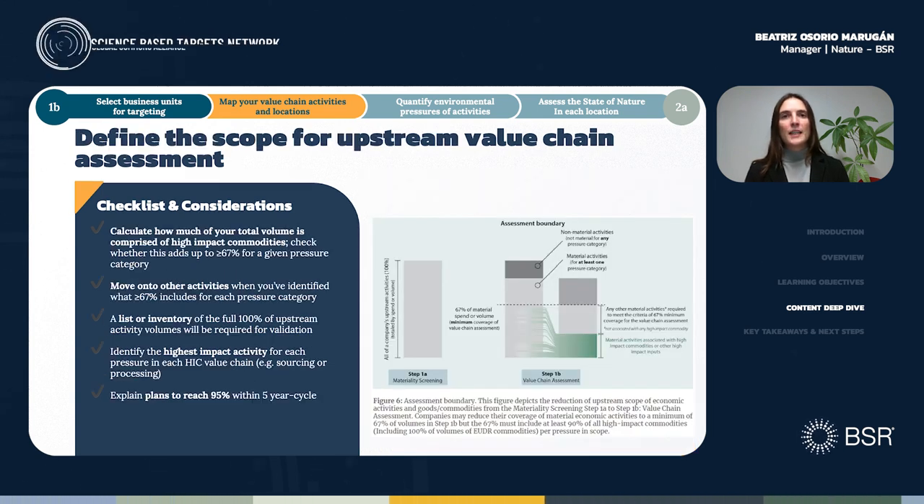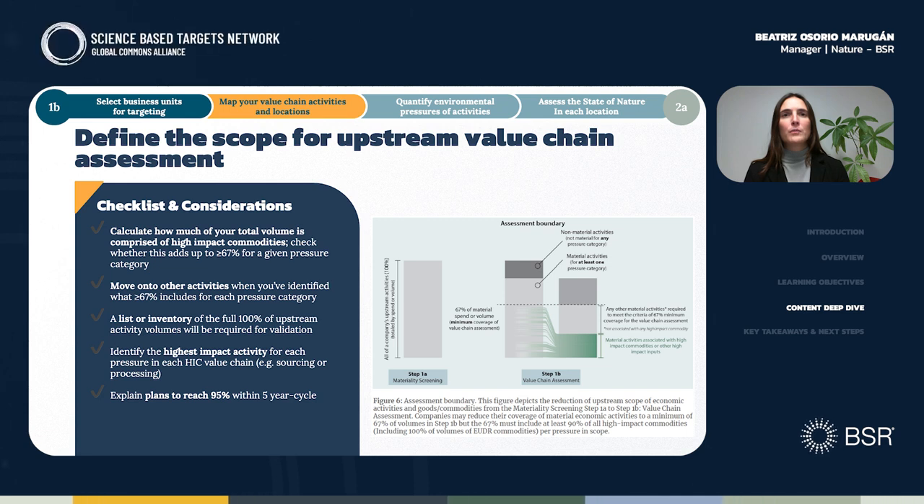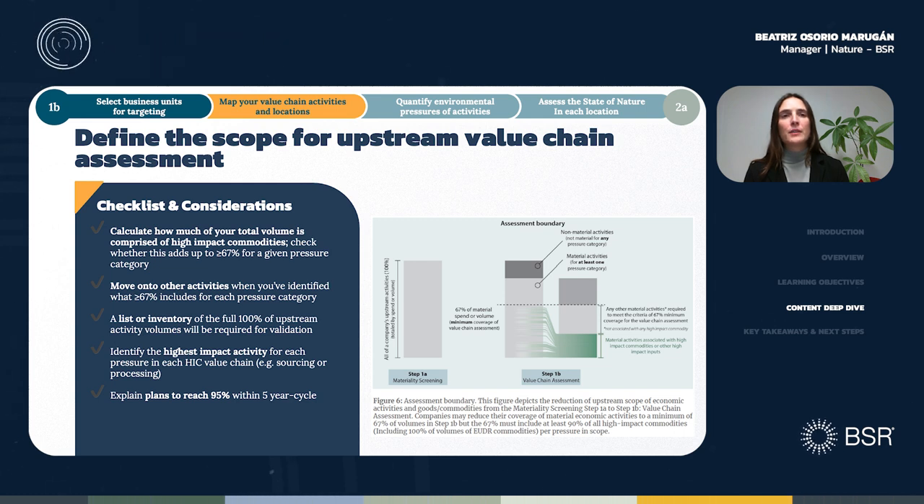Companies should ultimately aim to assess 100% of their upstream value chains. They should include all procurement of production inputs over the last 5 years, but can exclude procurement for discontinued activities. As such, you should treat the 67% coverage as an initial objective for your first round of target setting and aim to expand out to over 95% over the 5-year target assessment period.